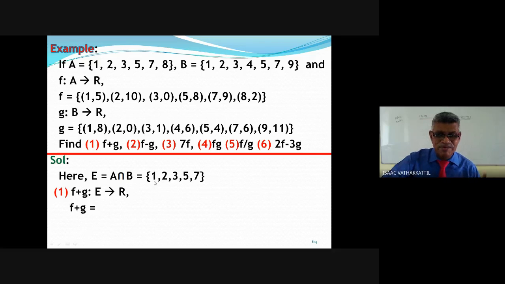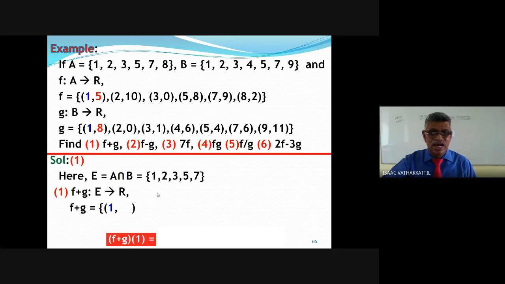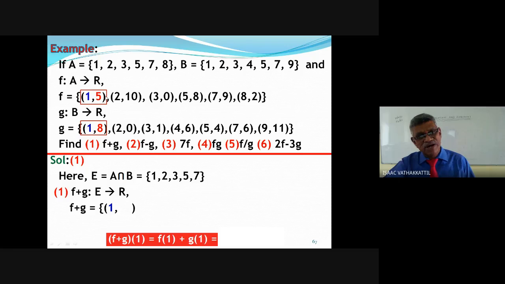So E has element 1. I want the image of 1. What is f plus g of 1? F plus g of 1 is f of 1 plus g of 1. What is f of 1? F of 1 is 5. Look here, f of 1 is 5. And what is g of 1? 8. Are you able to see?